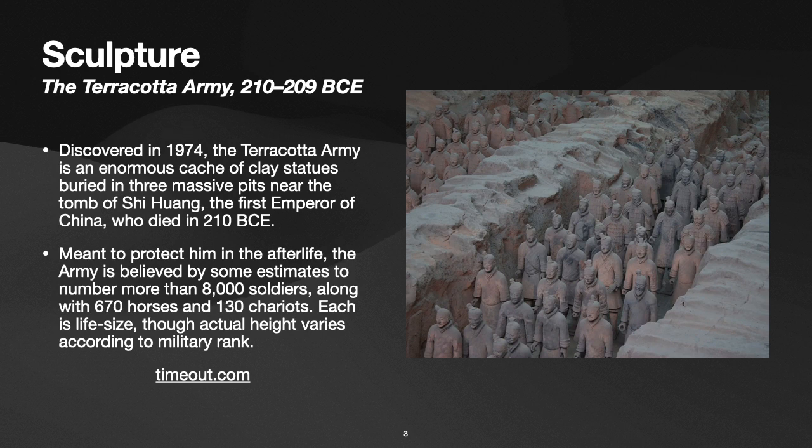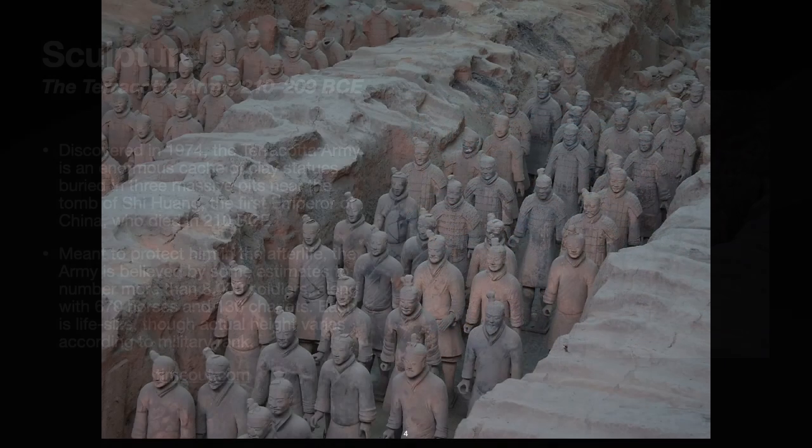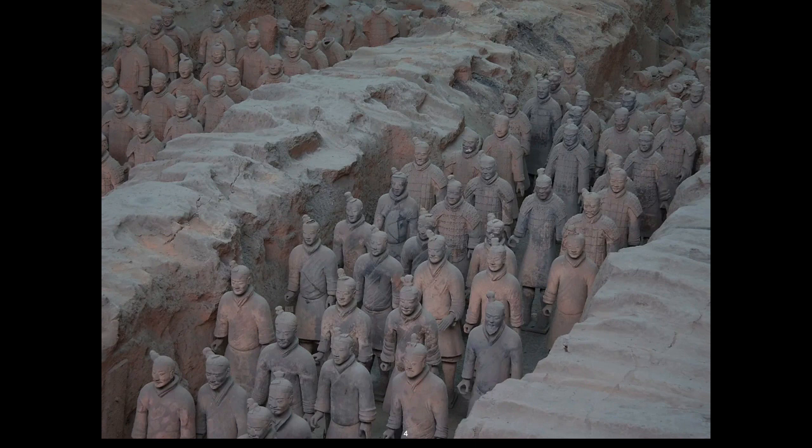The warriors are life-sized. Most are a little over 6 feet tall. They weigh up to 600 pounds each, and they have unique characteristics. So they have slightly different poses, facial features, different hairstyles. They're not just multiple copies. They are an army of 8,000 individual soldiers, all facing to the east, which is the direction that the enemies of the emperor had come from.